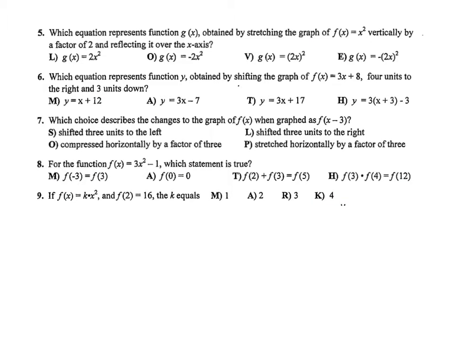All right, so on number 5, what we've got going on here is that we're going to have a graph that's going to be stretched, which means that it's going to get skinnier, and it's going to reflect over the x-axis, which means it's going to be downward, which means that it's negative. So you need to go through and cross out things that are not negative.